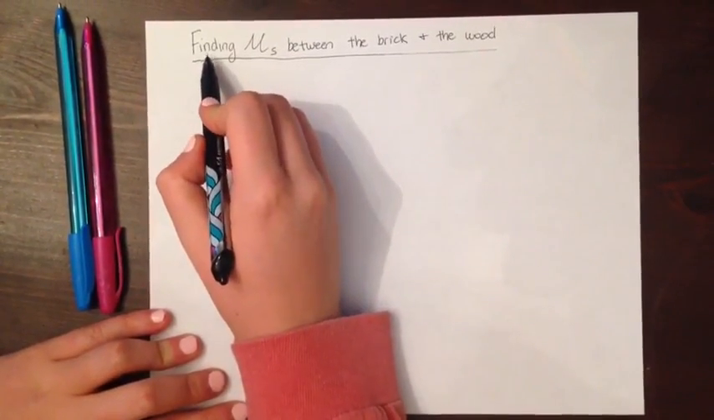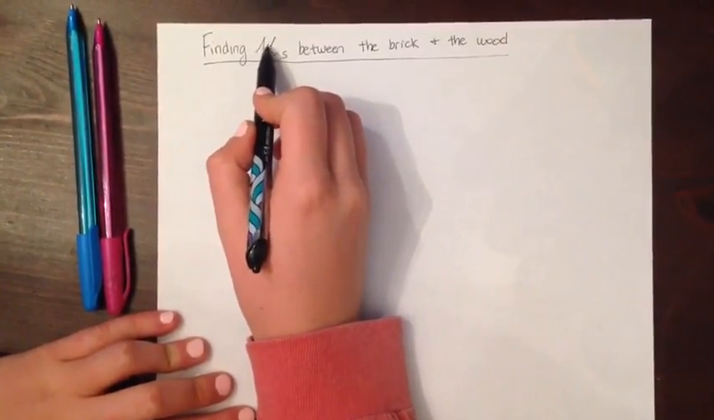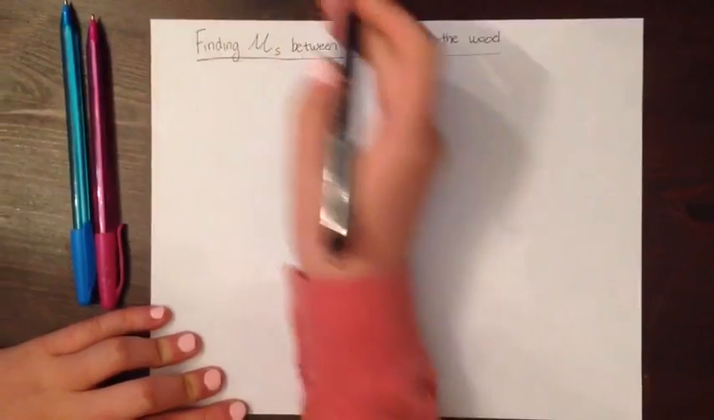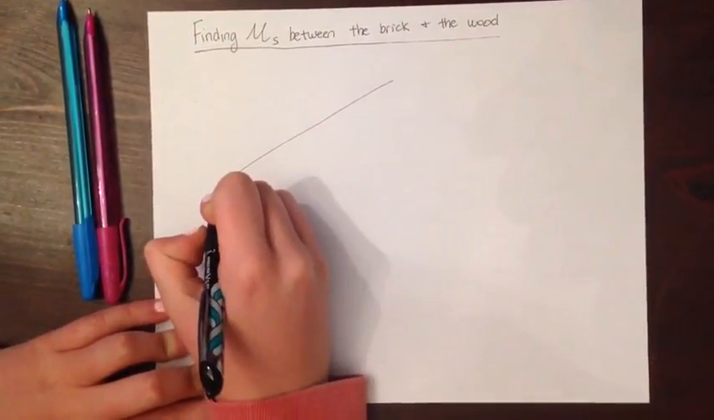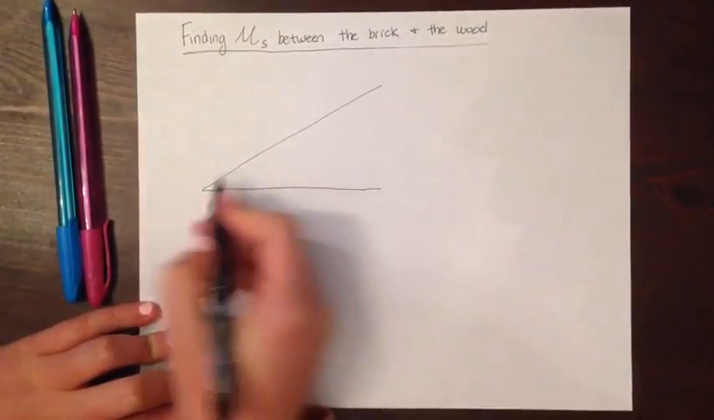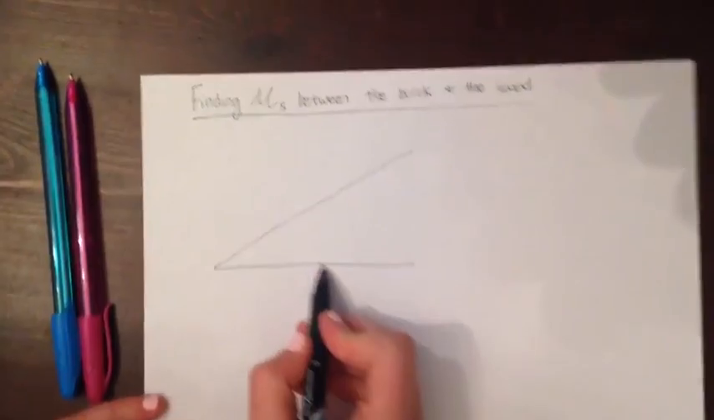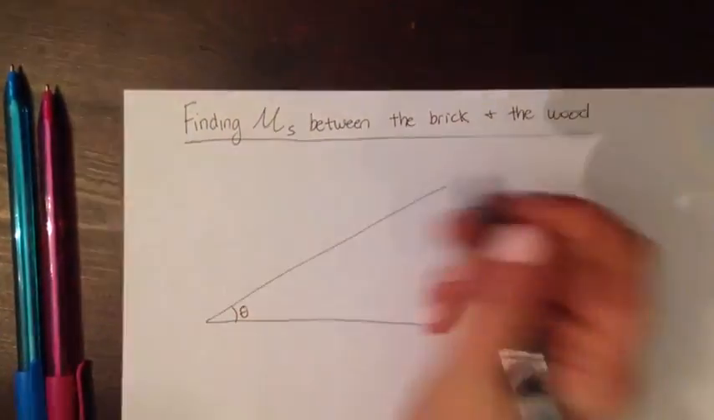Okay, so today we're going to be finding the coefficient of static friction, otherwise known as mu sub s, between the brick and the wood on an inclined plane. So first, we need to draw a free body diagram, as always, between the incline, which is the wooden plank, and the ground or the table. And there's theta, which is the angle between the two.